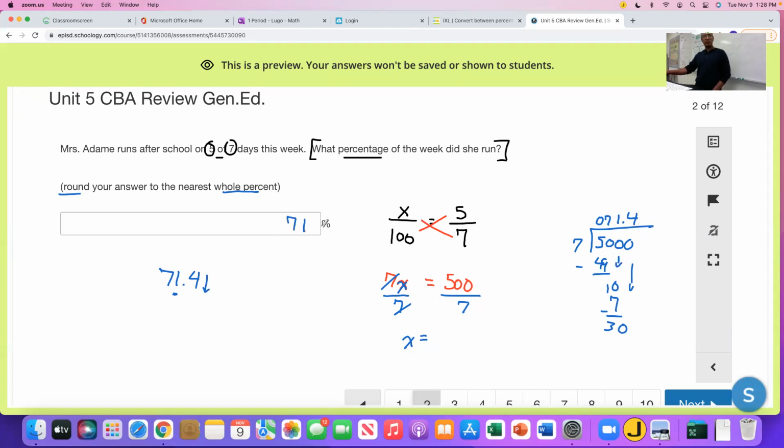Do not put the percent symbol. It's already there for you. So it's about 71%. She runs 71% of the week.